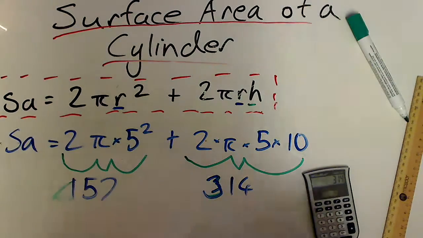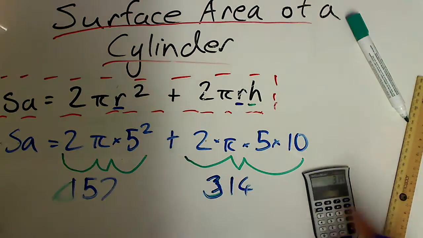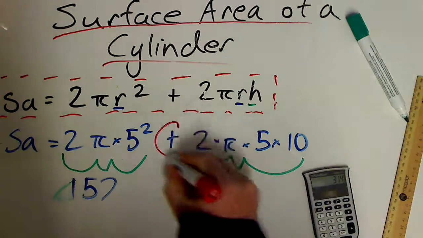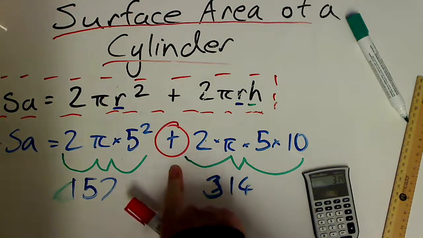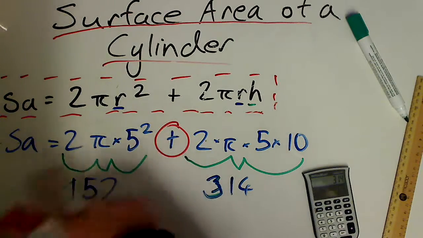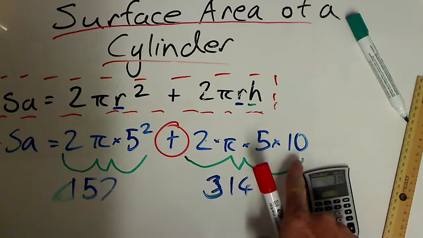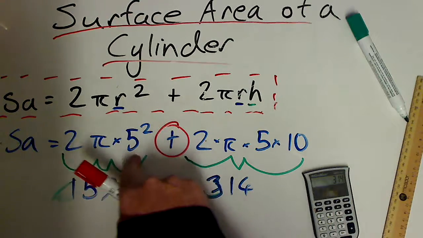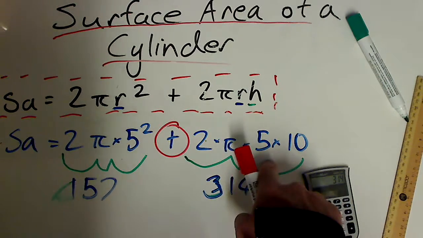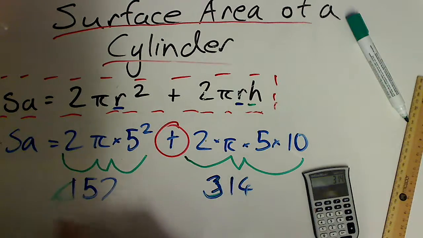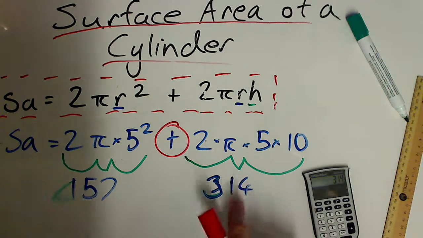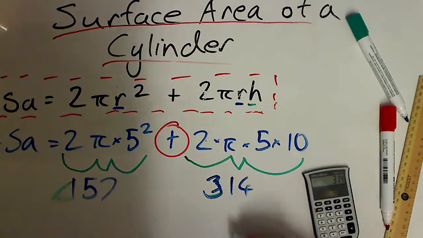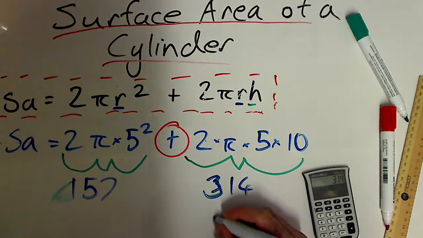The reason I did not just go straight across, but did it in this part and this part, is because of the plus here. That stuffs up the order of operations. All of this is good because they're all times, so I can do them in any order. But I've got to respect the fact that I'm adding this group of stuff to this group of stuff. So I worked out this group, 157, this group, 314, and now I'm going to add them together, which I might do without a calculator.